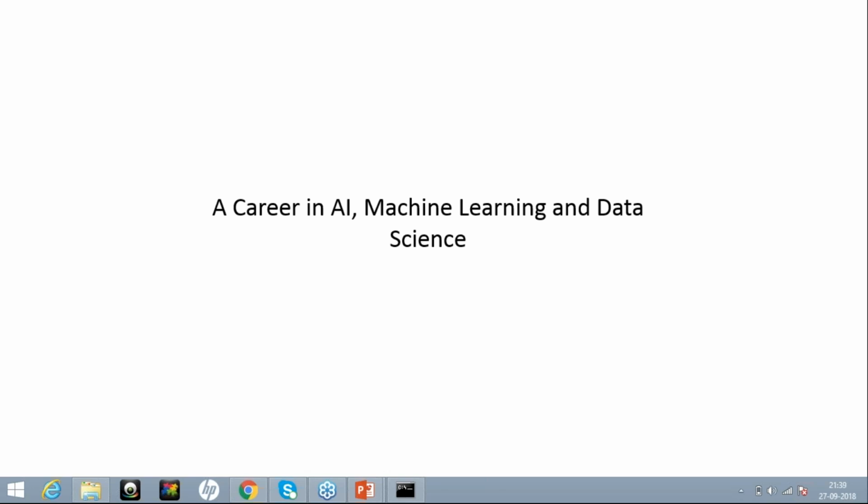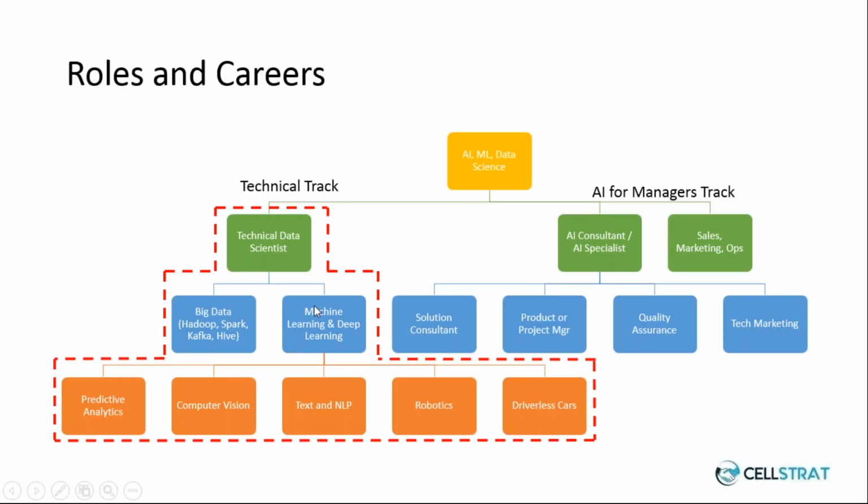So we always get a few questions about careers in AI and machine learning. Just a few slides here. You might be a technical person, in which case you can follow a technical data science track. If you are not a technical person, you can follow the AI for managers track. So even non-technical people can become AI specialist or AI consultant. You can continue your career path of solution consulting, program manager, quality assurance, marketing, or even sales and HR. But you could still become an AI specialist while learning AI for managers. So we do have a course in this sense, AI for managers.